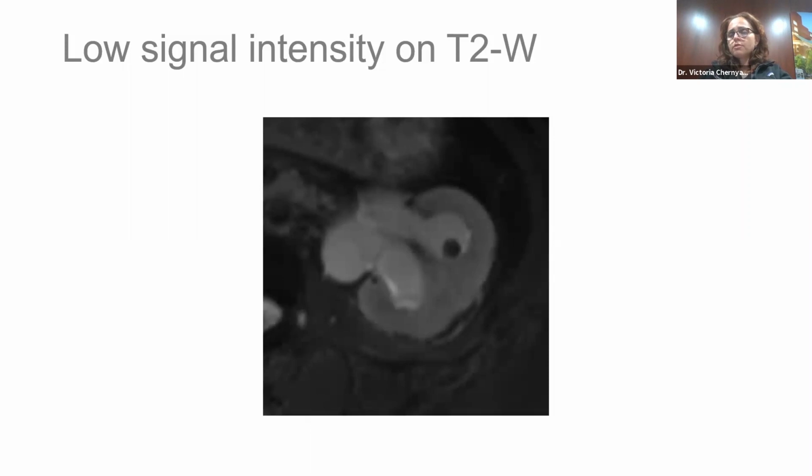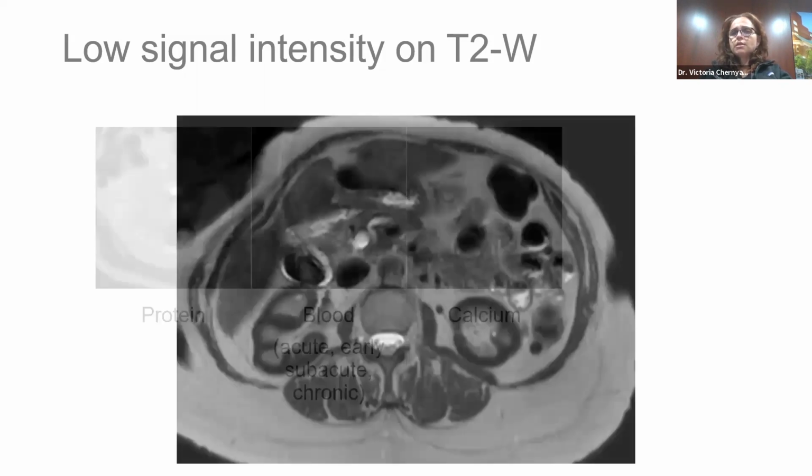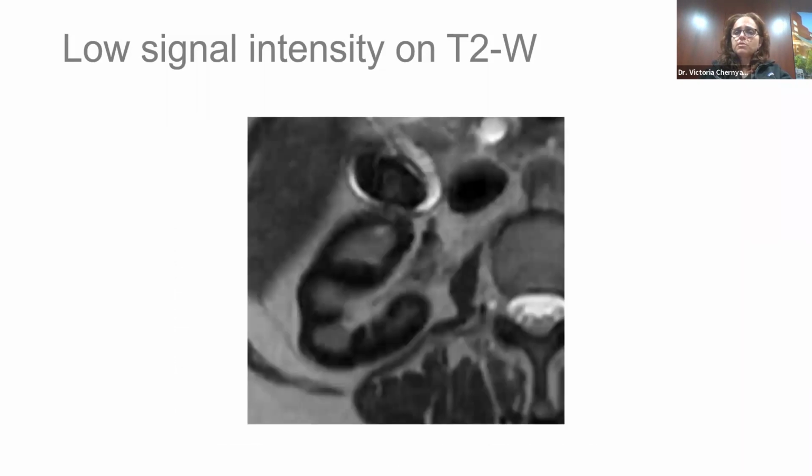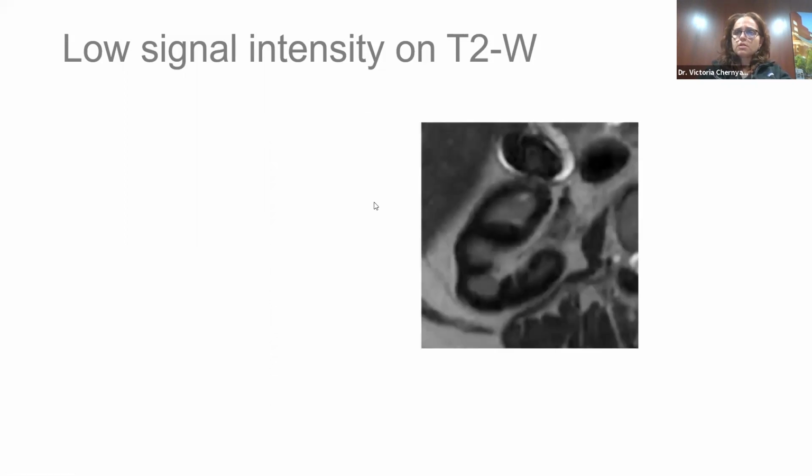Calcium, although MR is not very great at picking up calcium, but when there is a lot of it, we can see it as signal void. So this was a large renal calculus. And hemosiderin, similar to T1, has a very low signal intensity on T2. Again, the same patient I showed you before has very low signal intensity in the cortex from hemosiderin deposition in sickle cell disease.